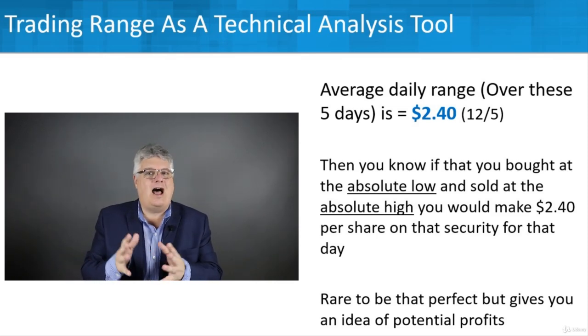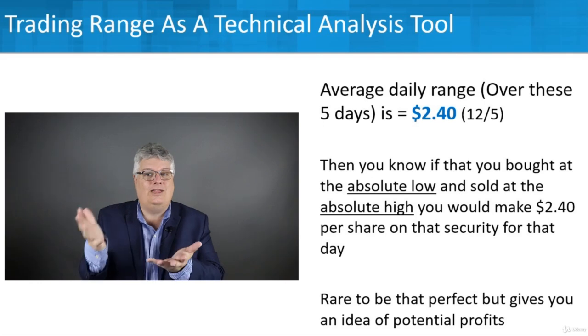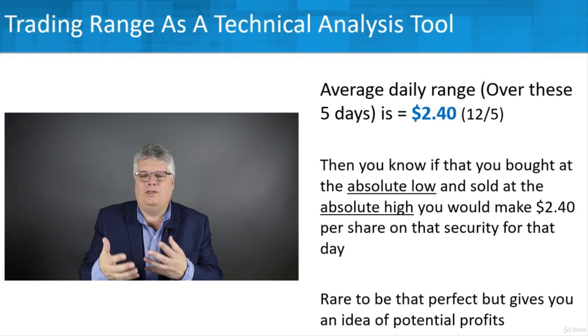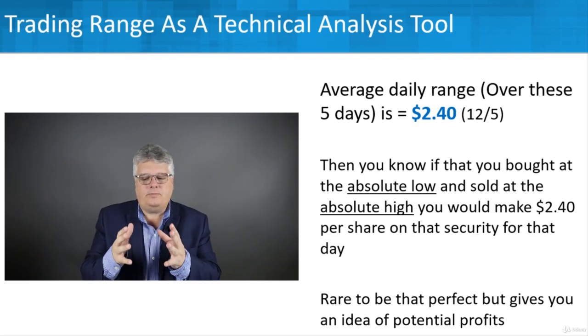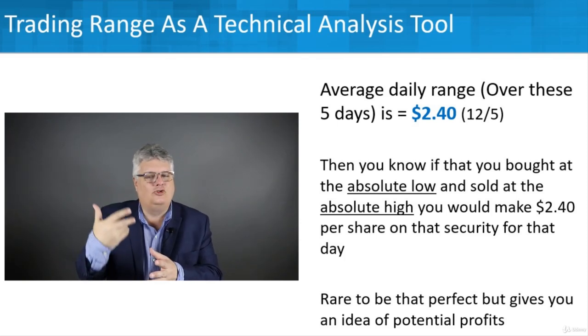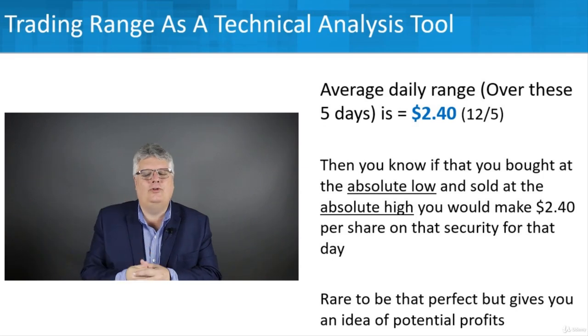Now, is it common to buy at the absolute low and sell at the absolute high? No, not at all. But you might be near each of those extremes, and you can get a feel for what your potential profits are. So something that might have a high range, and you're buying maybe near the low, and it has a high absolute trading range, you might have more opportunity for profit than something that's at a lower or narrower range.